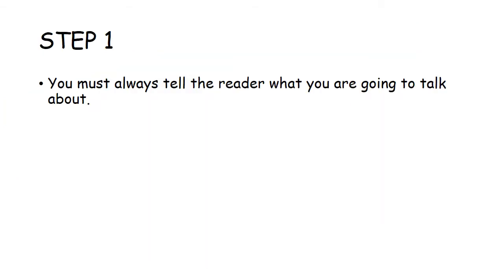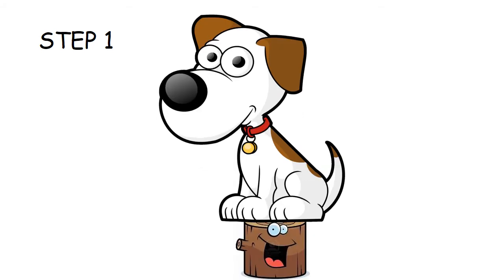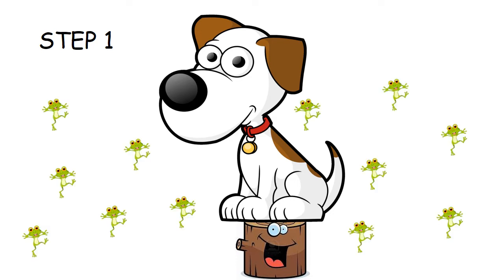So step one for writing, you always need to tell the reader what you are going to talk about. So if you are talking about a big giant dog, you would need to say, I'm talking about a big giant dog. That's the very first thing that you do, especially if the big giant dog was sitting on a laughing log. You would need to tell them about that. And if there were dancing frogs around the laughing log and the dog, you would need to tell them that too.